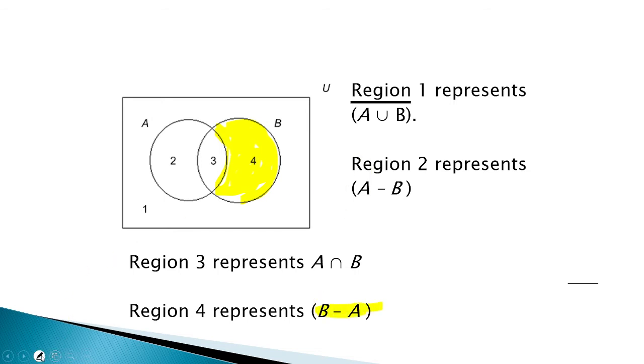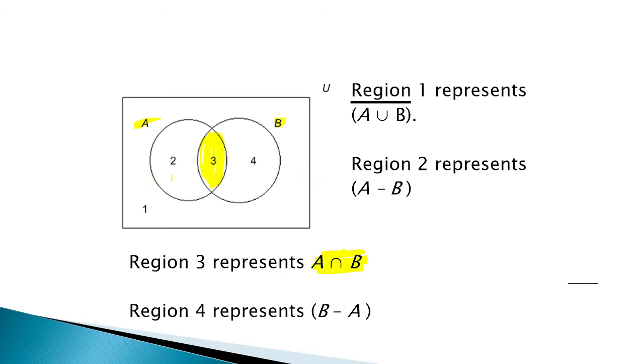Next, we have region 3. Yung region 3 naman nating class, kung mapapansin nyo, that is all the members that are both members of A and members of B. That is our region 3. And that is the definition of intersection. So that is why region 3 represents the A intersection B.